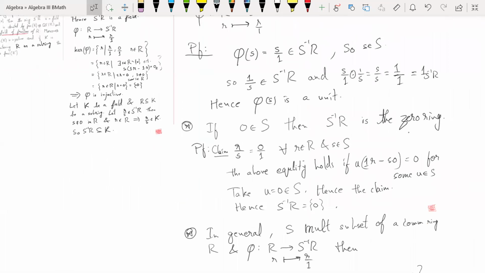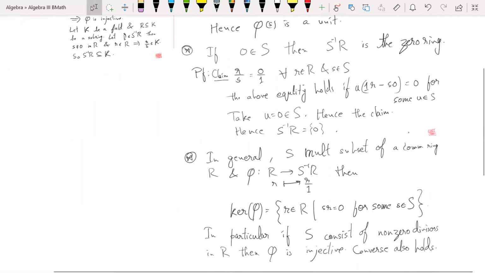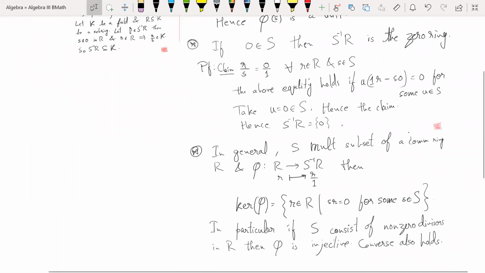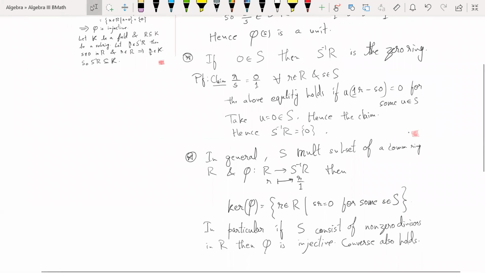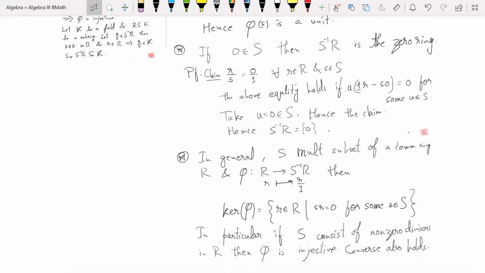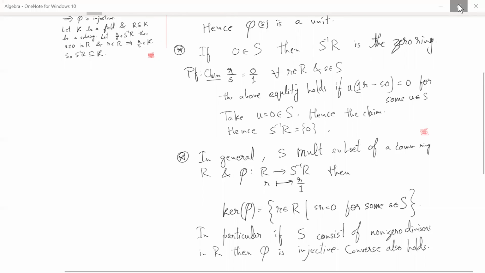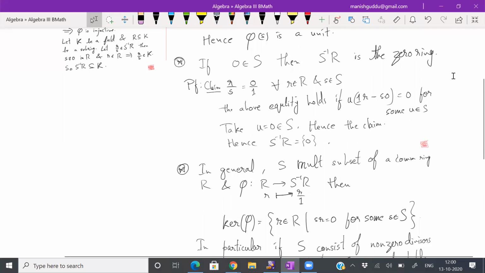Okay, so maybe next will be the universal property. Let's take a break now of 5 minutes, and then we will do the universal property of localization, and then maybe do a few more examples. Let's reconvene at 12:05 or 12:06.